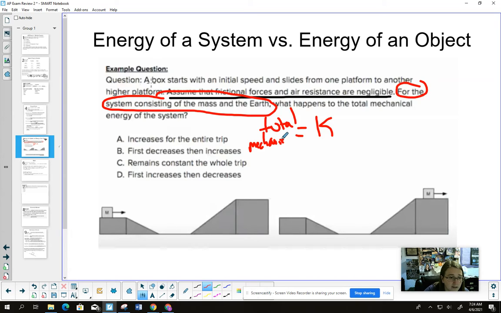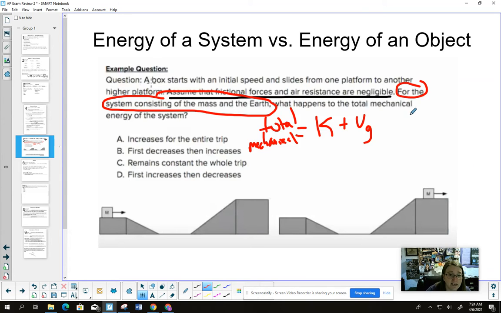We're going to have mechanical. Ugh, it looks like maniacal, whatever. We're going to have kinetic because the object is in motion. And we're going to have potential gravitational because we're talking about a system.